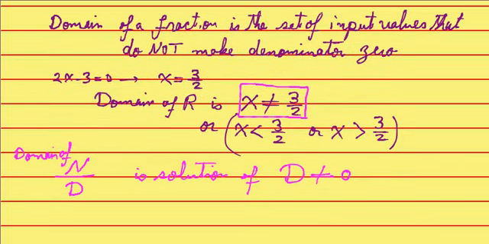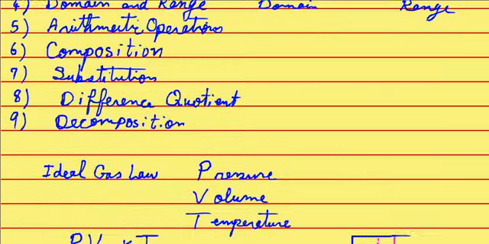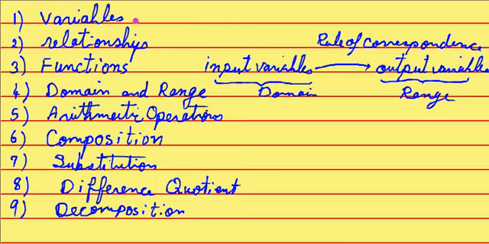Okay, what was the next item we were going to talk about? By now we have talked about variables, relationships, functions, domain. Range is going to be somewhat more complicated. The idea is that all the numbers that come out should be collected in one place, and that's going to constitute the range. But beyond that, I'm not going to mention anything right now until later on in the course. Let's go to arithmetic operations and compositions.